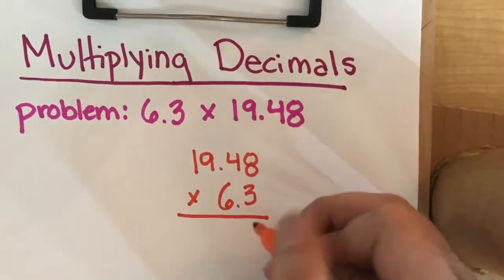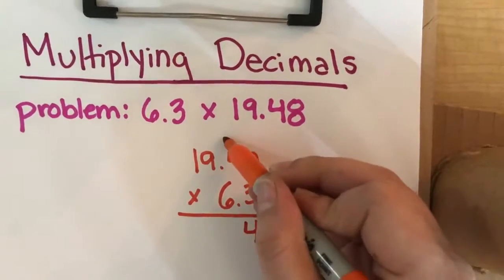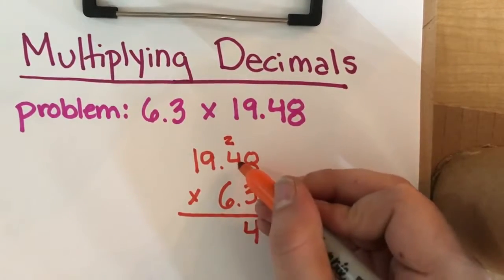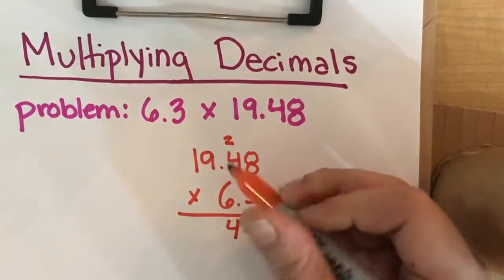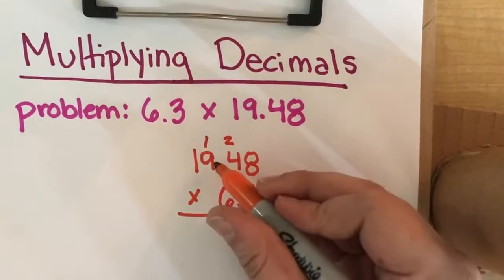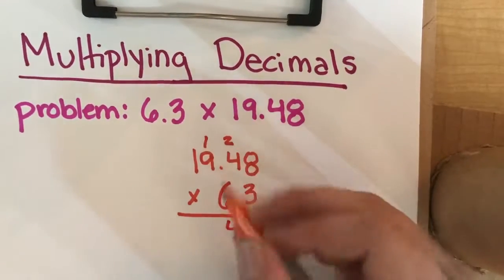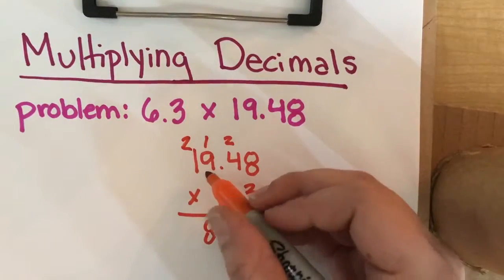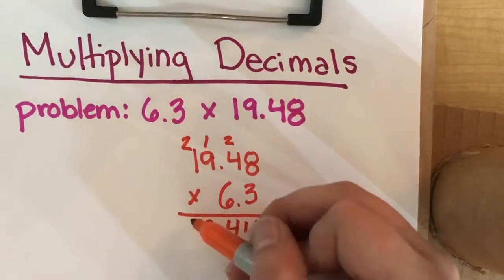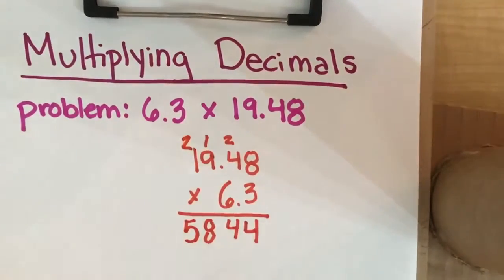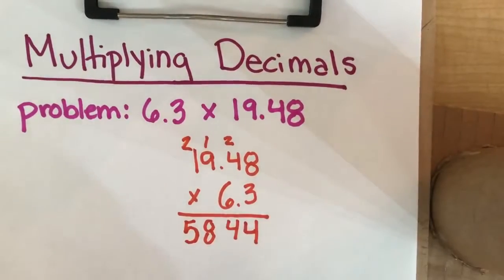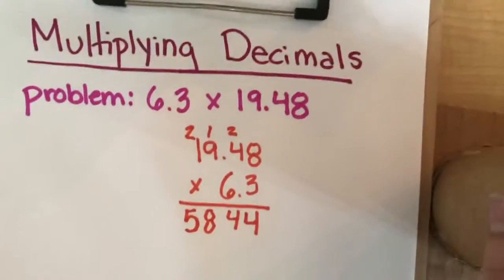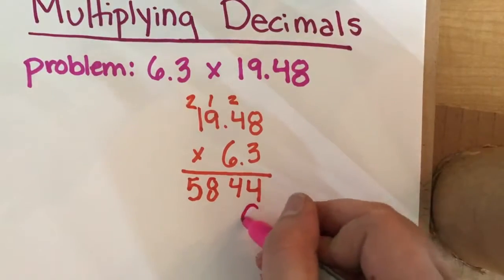So 3 times 8 is 24. Carry the 2. 3 times 4 is 12, plus 2 is 14. 3 times 9 is 27, plus 1, 28. Carry the 2. 3 times 1 is 3, 4, 5. Okay. And now I'm going to put my 0 as a placeholder.